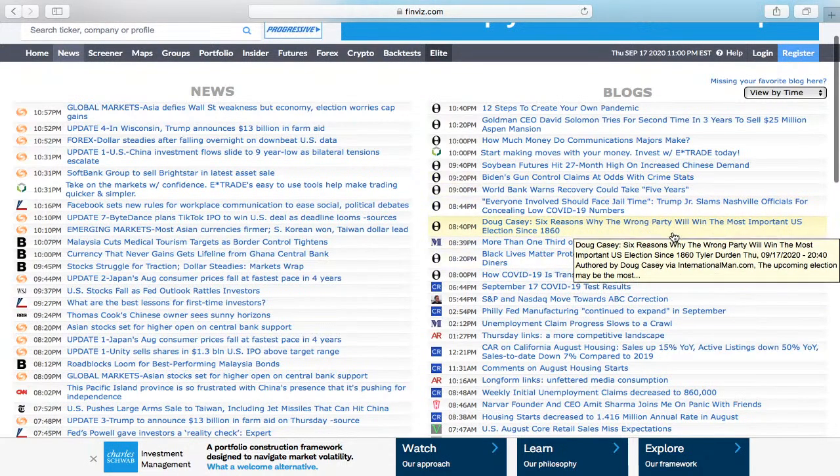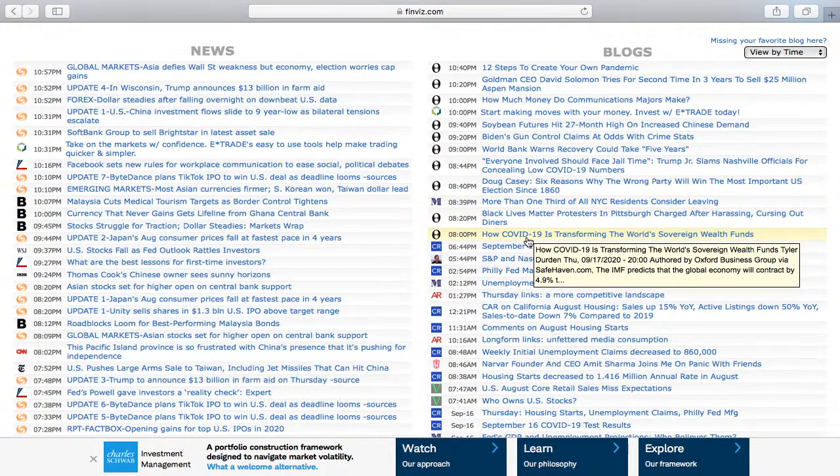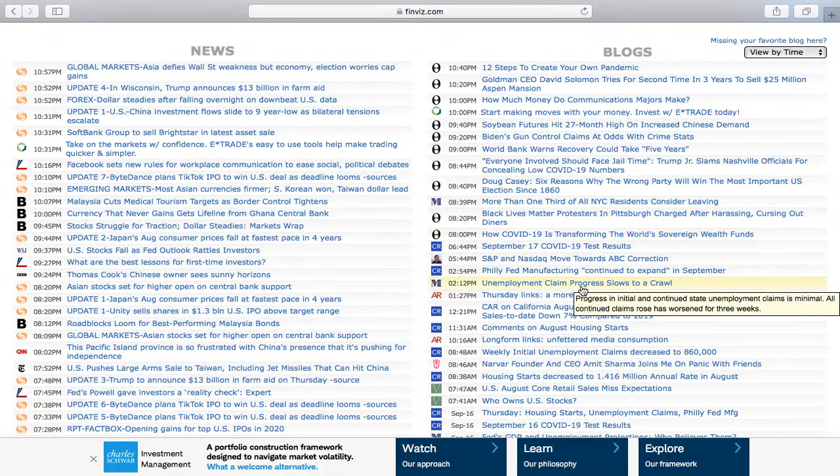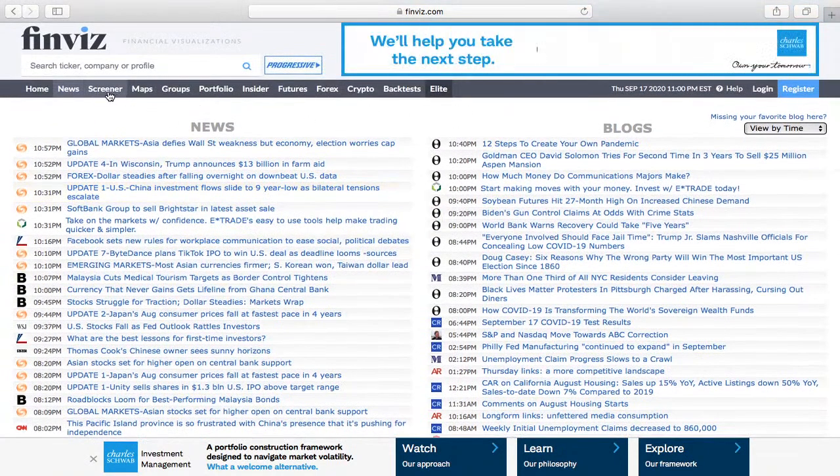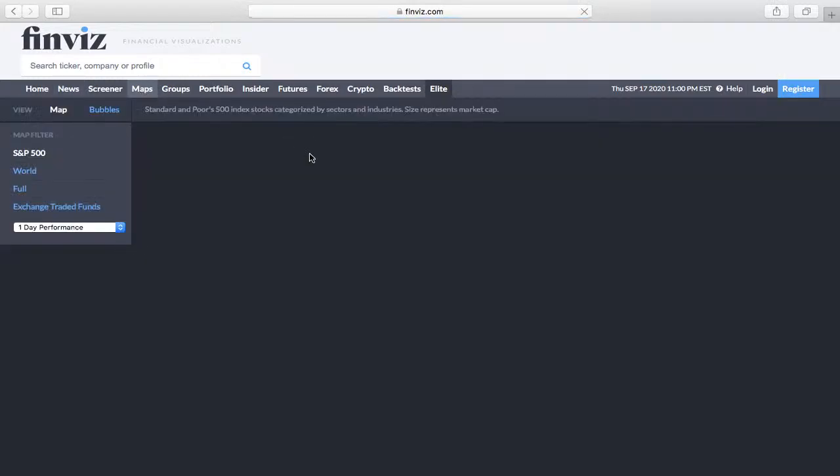Biden's gun control claim at odds with crime stats. How COVID-19 is transforming the world. Okay, well, this is interesting. But then they actually have stock stuff going on here on the left. You have your screener. You can do your maps.